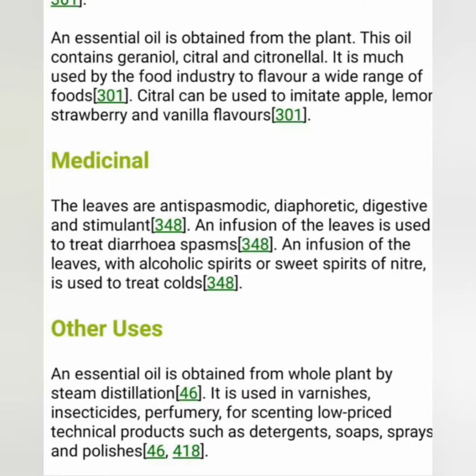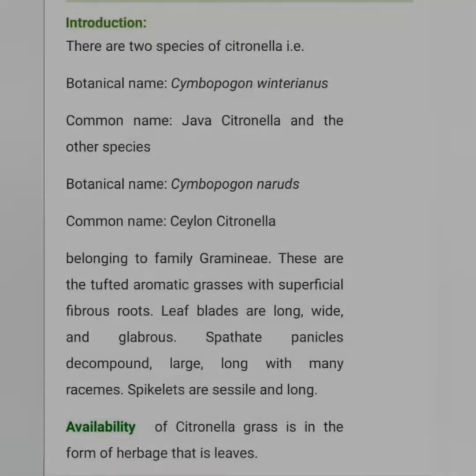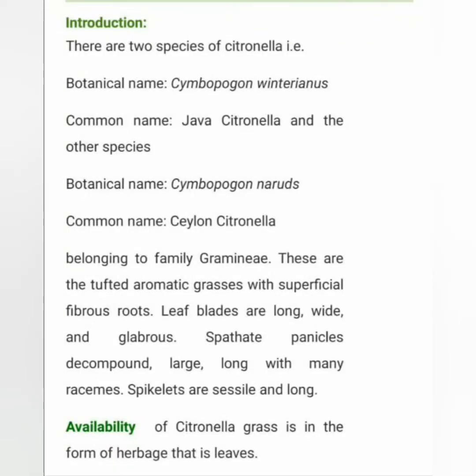So let me show you this one. Now this plant, Citronella, actually there are two common species of Citronella. You can see the first one, Cymbopogon winterianus. It is commonly known by the name Java Citronella, and the Cymbopogon nardus, the one I had shown to you just now, is known by a common name Ceylon Citronella. Both of these belong to the family Gramineae, formerly known as Gramineae, but now it is known as Poaceae.